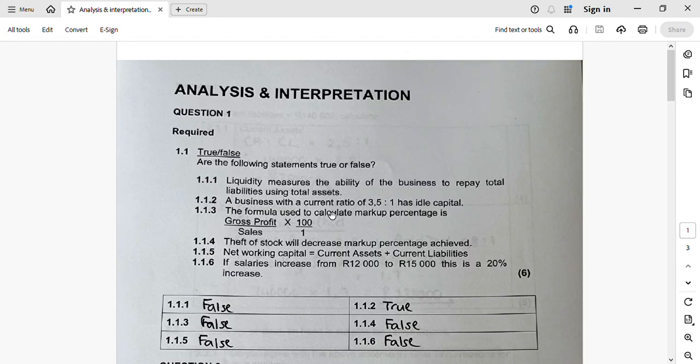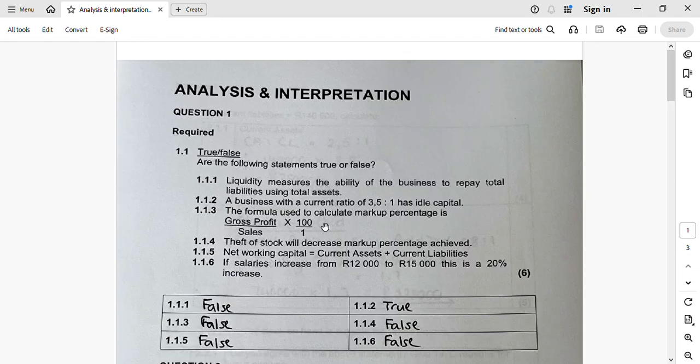A business with a current ratio of 3.5:1 has idle capital. That is true. So the safety level for current ratio should be about 2:1, and you're way above that at 3.5:1, which means you've either got too much stock that's not selling, too many debtors that aren't paying you back, too much money sitting in a bank account getting no interest. So that's what we mean by idle capital, capital that's not used effectively.